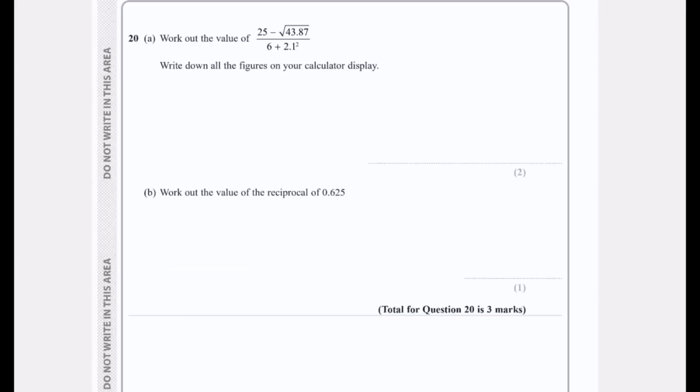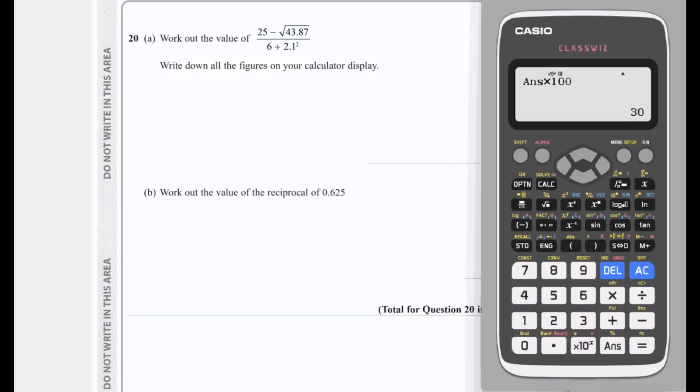Question 20, work out the value of, so it's just type into the calculator exactly how it looks. So fraction button first, 25 minus square root button, 43.87. Then click out of the square root, down to the bottom, 6 plus 2.1 squared, check, they look the same, and then press equals. 27923.